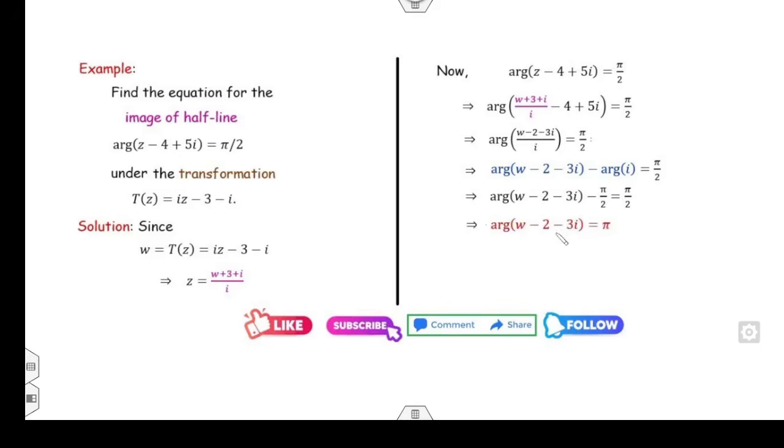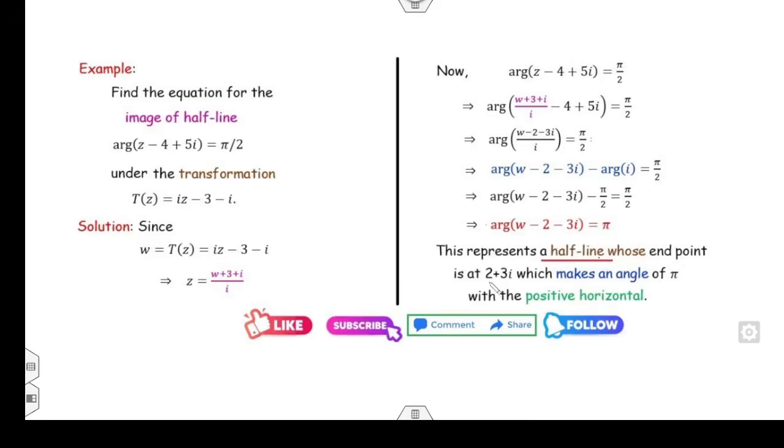Fine. So what is the meaning of it, if you say the argument of w minus alpha is equal to theta, what does it mean? That means this is the equation of a half line. This is the equation of the half line passing through 2 plus 3 iota, whose endpoint is 2 plus 3 iota, and making angle pi with the positive direction. Why is it positive? Because the angle is positive.